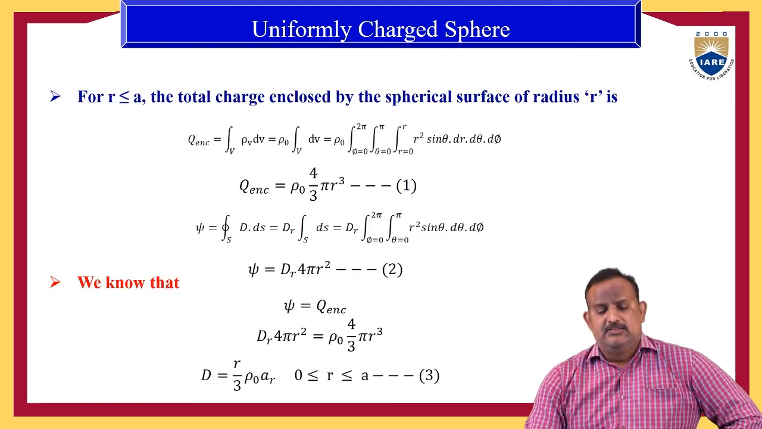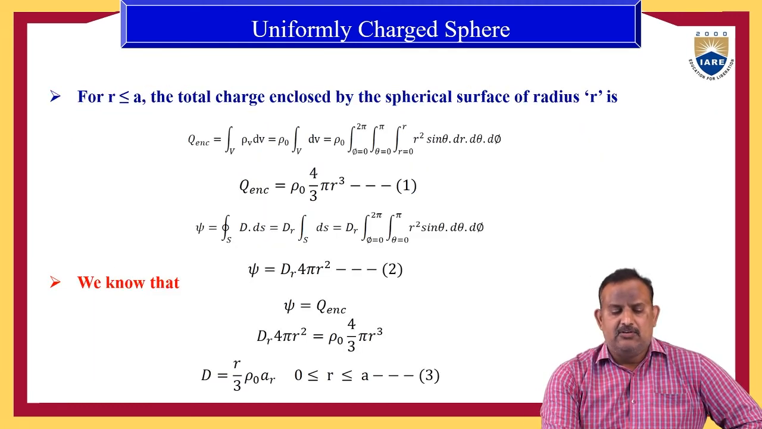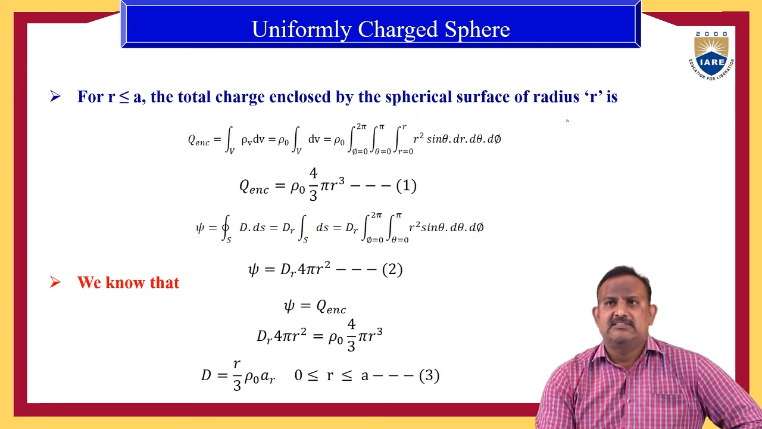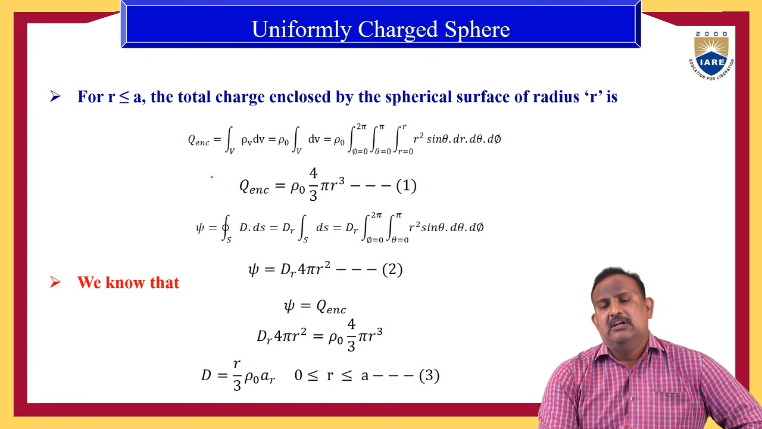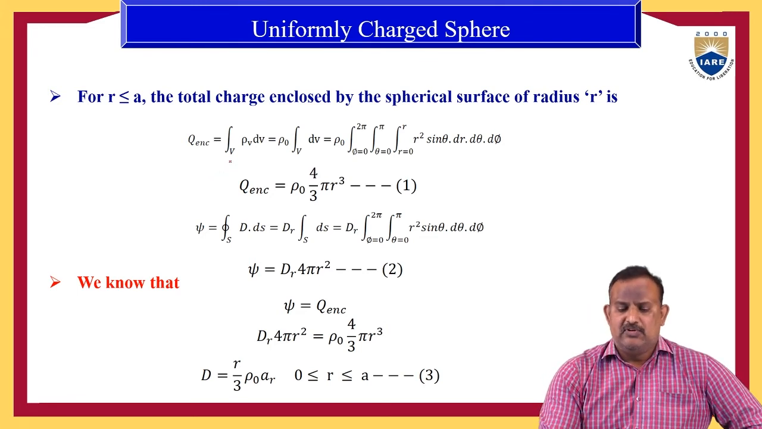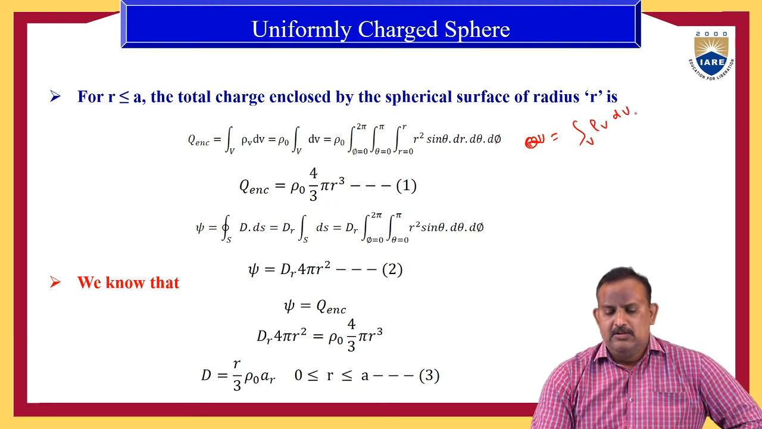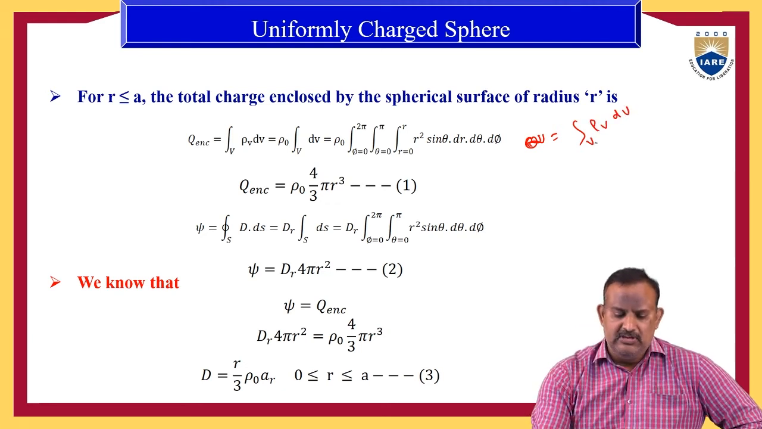First condition: r is less than or equal to a. When r is less than or equal to a, what is the total charge enclosed by the spherical surface of radius r? Already we know that for volume charge, the charge is the volume integral, Q is equal to volume integral rho v dv.